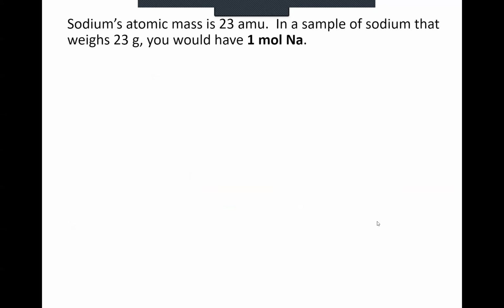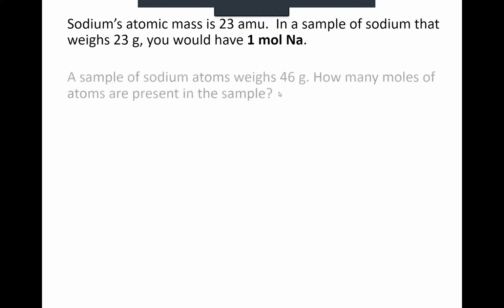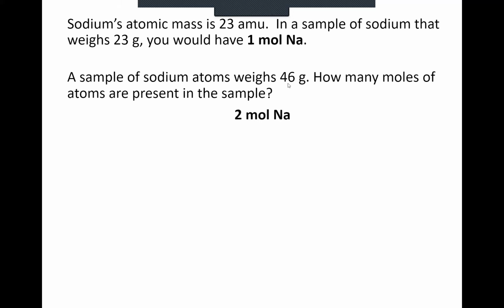Okay, let's work on translating this. If you find sodium on your periodic table, you would see that its average atomic mass is roughly 23. So in a sample of sodium that weighs 23 grams, you would know that you have 1 mole. What if you have a sample of sodium that weighs not 23 grams, but twice that, 46? Then how many moles do you have? Well, 2 moles. For every 23 grams, you have 1 mole.